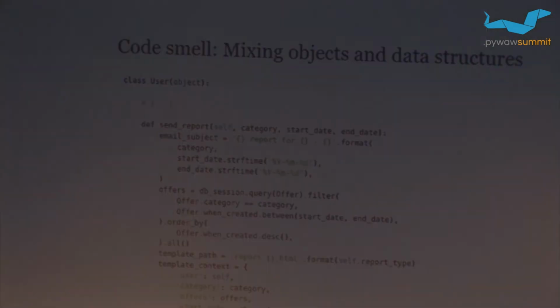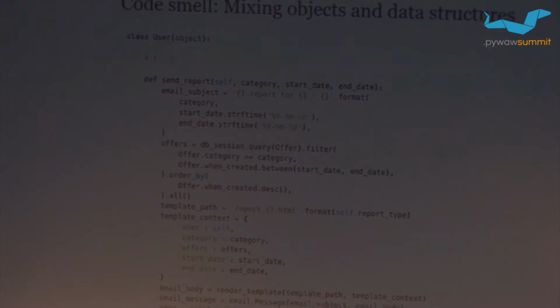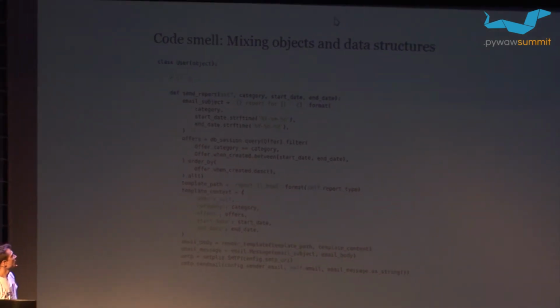Here's another code smell. We mix a data structure with an object. We have a user class with a method for sending reports. That's quite a long method. It's too long, but there's something other that bothers me.